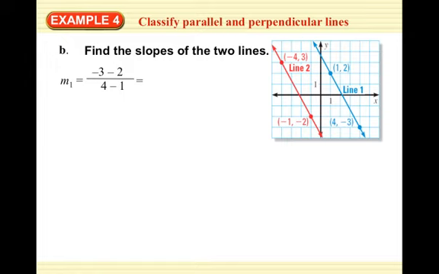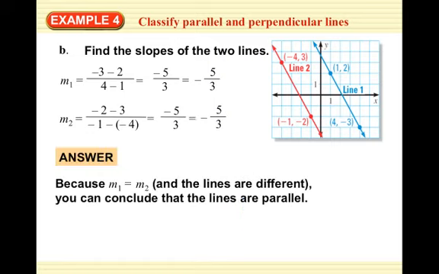Okay, for part B, the slope of line 1 is going to be negative 3 minus 2 over 4 minus 1, and so that gives you negative 5/3. For line 2, we've got negative 2 minus 3 over negative 1 minus negative 4, so that gives you negative 5/3. Because M1 equals M2 and the lines are different, okay, they're two different lines but they have the same slope, you can conclude that the lines are parallel. So if you just want to show that negative 5/3 equals negative 5/3 and then write parallel underneath it, that's great.